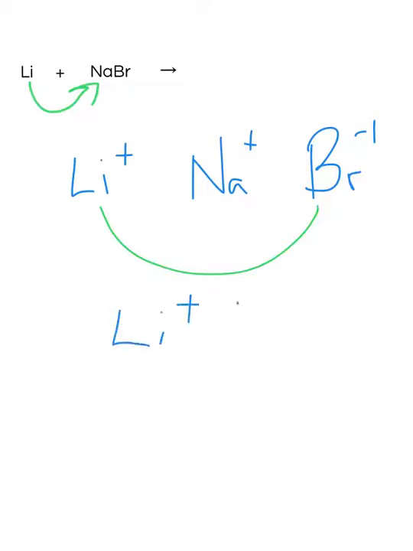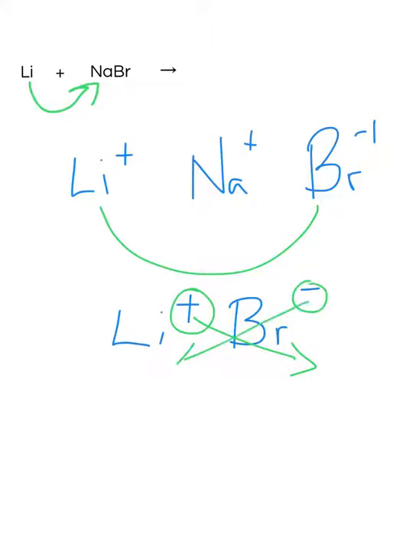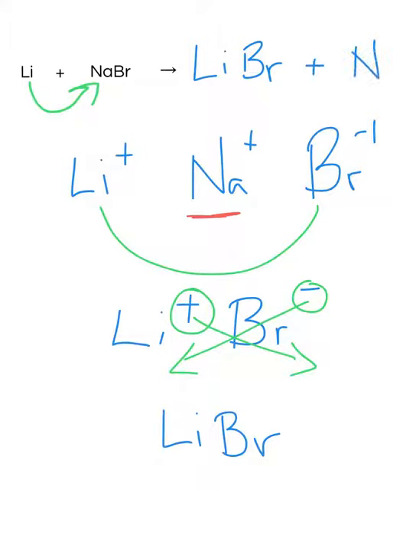Lithium and bromine, and if you've done this a lot, then you know how this works out. My positive 1 charge will cross down, and my negative 1 charge for bromine will cross down as well. And that results in the formula being LiBr. And so I'm going to write that over here in my product side, LiBr. But then I have my sodium, which is all by itself. And so I just need to put that in all by itself, just as the element sodium, and I'm done.